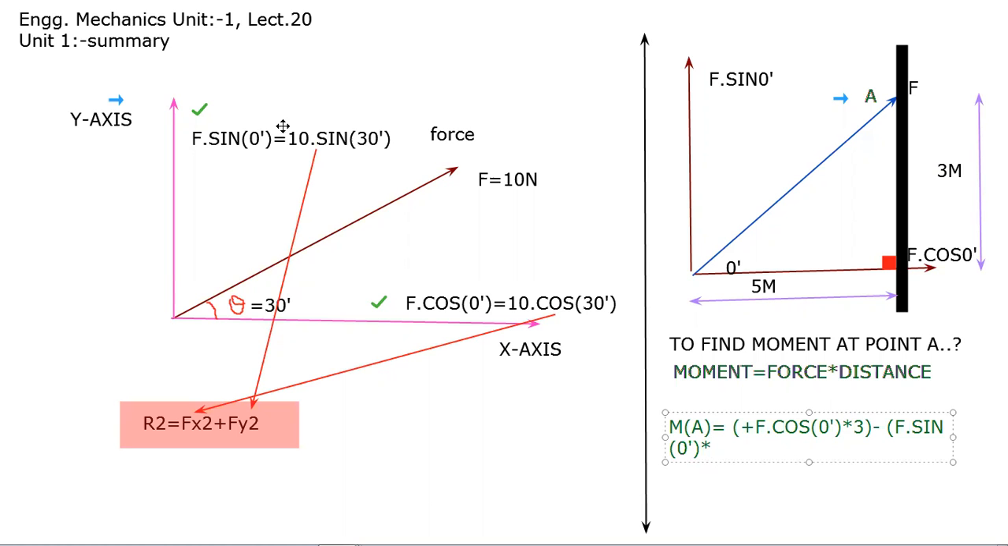You have to find the perpendicular distance from point A. Now from point A, the distance is 5 meter. Here the 5 meter distance is given. You can see this 5 meter distance from F sin theta to point A. The distance is 5 meter. So this is F sin theta multiplied by 5.